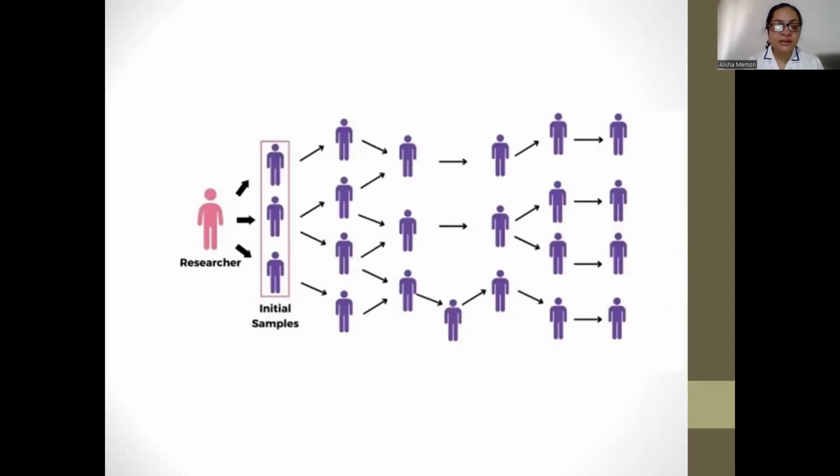Here you can see the researcher gives the forms or the scales to 3 samples. These will then be sent to 4 more samples, and it keeps on going until your sample size is completed. This is known as snowball sampling.